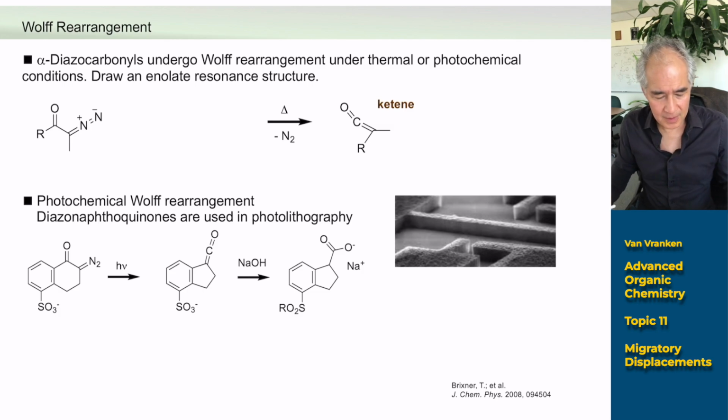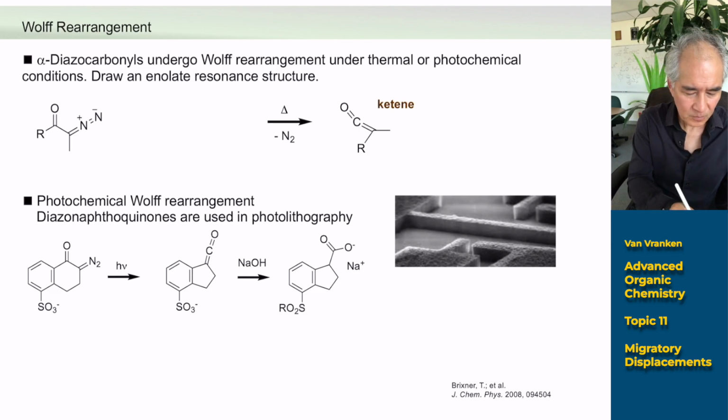All right, let's go a little bit further here and draw a similar reaction that involves electrons weakening a bond and then having a leaving group leave. So this is called a Wolff rearrangement.